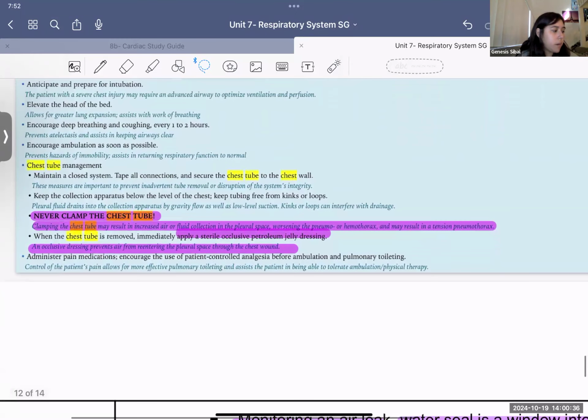I think, yep, never clamp the chest tube. Clamping the chest tube may result in air or fluid collection in the space. So that can lead to a tension pneumo.